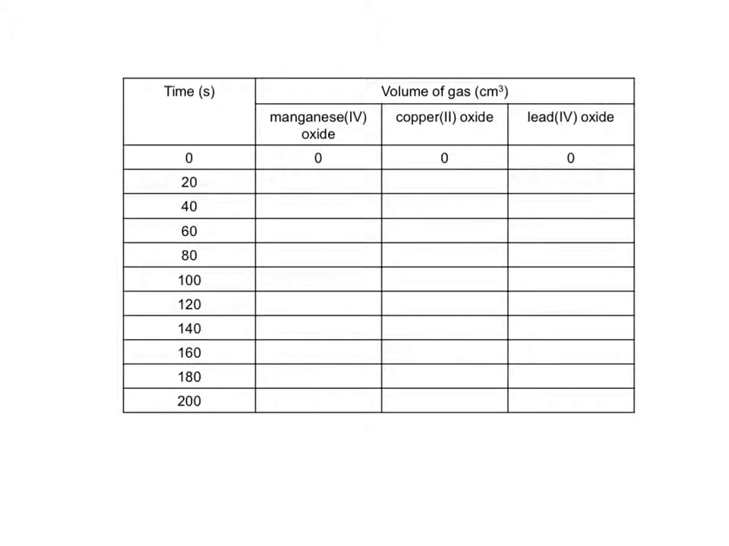In an experiment in school, we might compare the action of various metal oxides to find out which works as the best catalyst. And in this case, you would repeat the experiment using the same volume and concentration of hydrogen peroxide and the same mass of catalyst, but changing the metal type of catalyst. So for example, using manganese oxide, copper oxide and lead oxide, and seeing how much gas is produced every 20 seconds until the reaction is over.